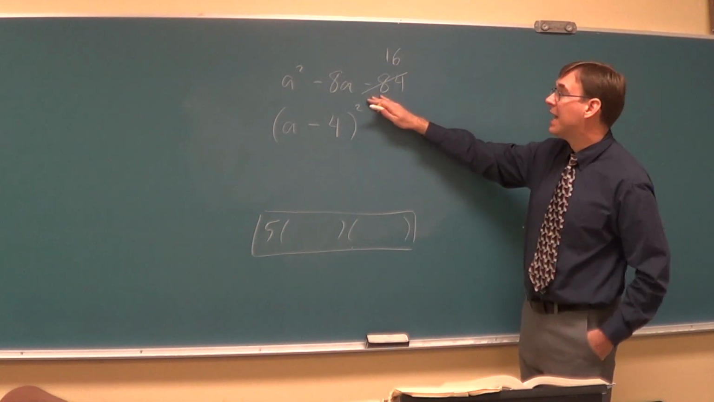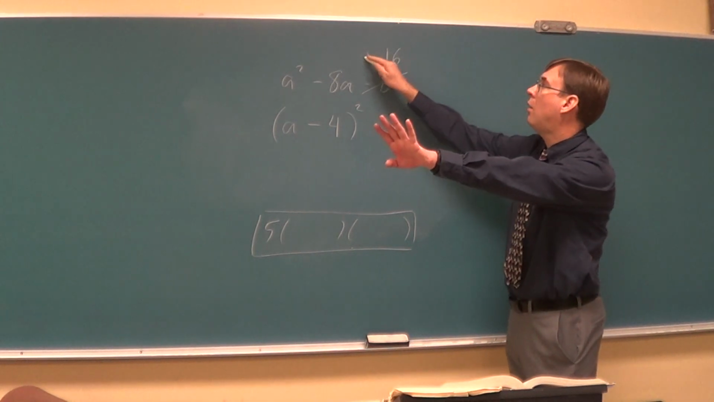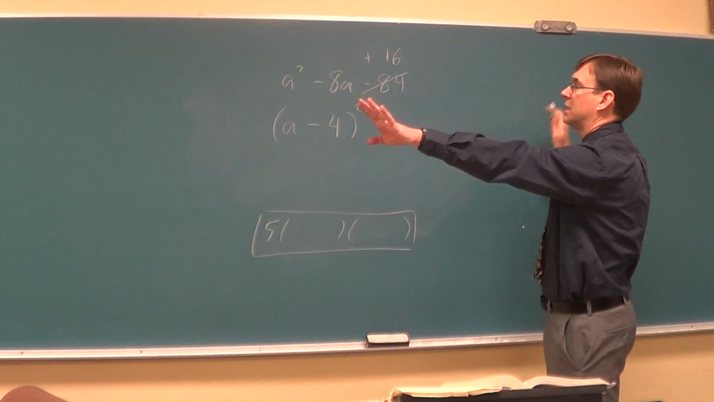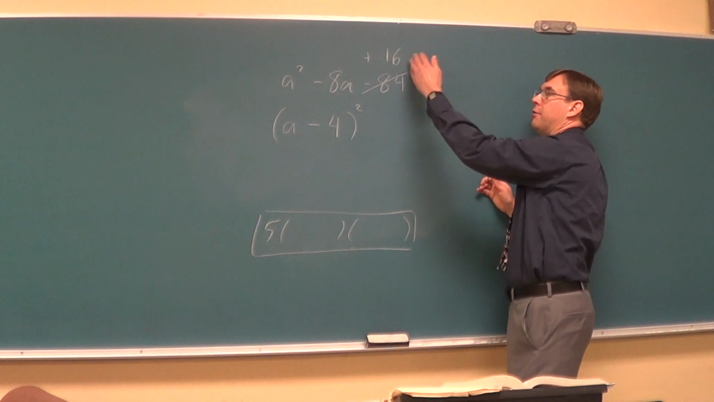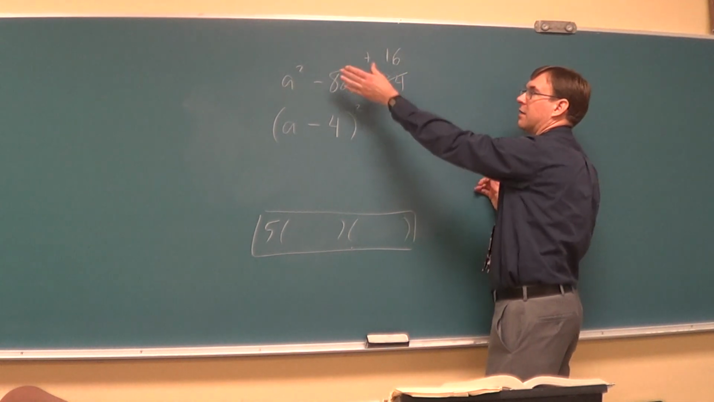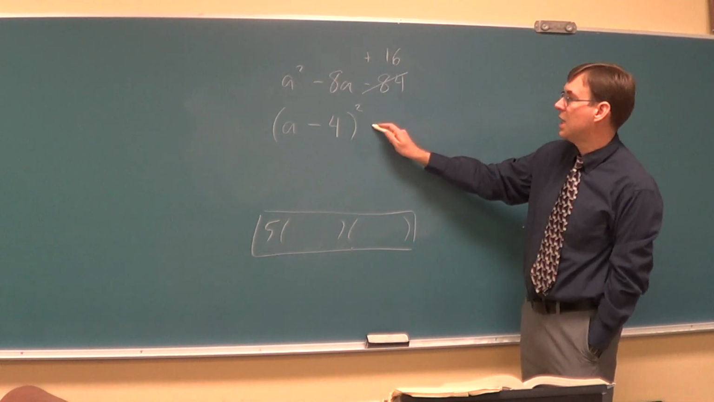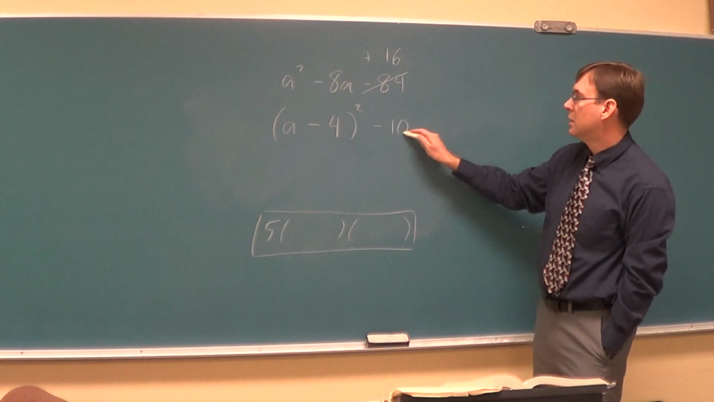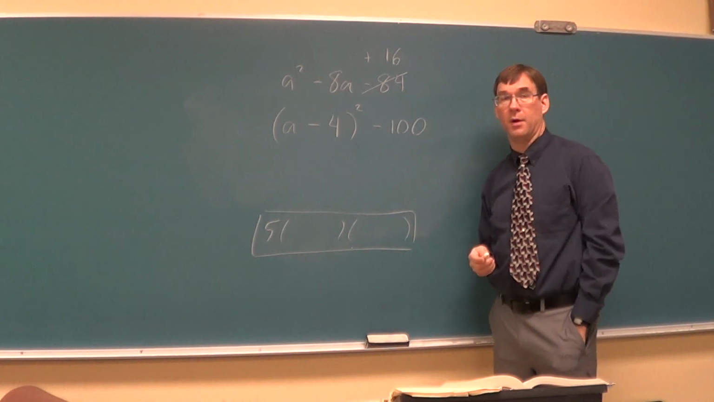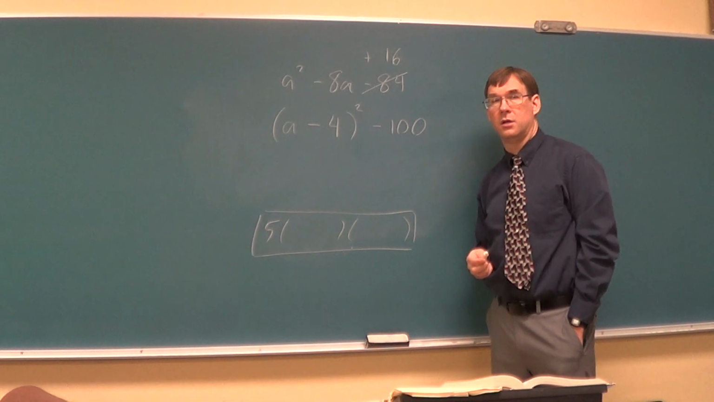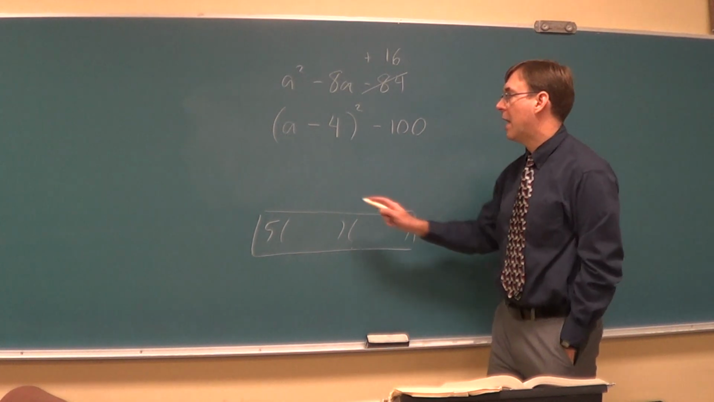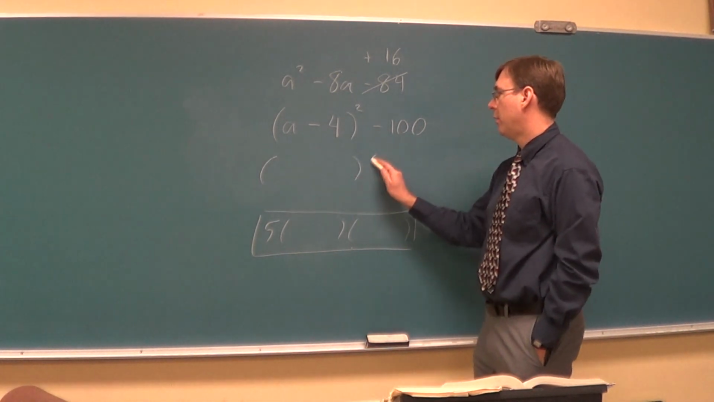Yeah, we went from negative 84 all the way up to positive 16. So we've spanned 100 numbers worth of value there. From negative 84 up to positive 16, we moved up 100. So then I need to move down 100 to pay. Okay. You okay with that? Yeah. Now that's going to work out pretty well.